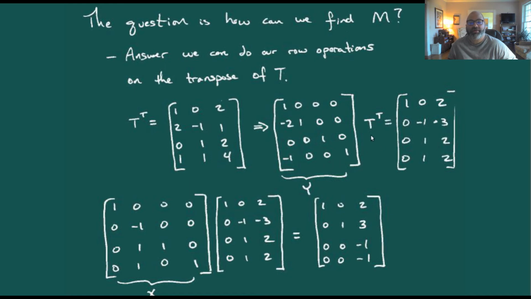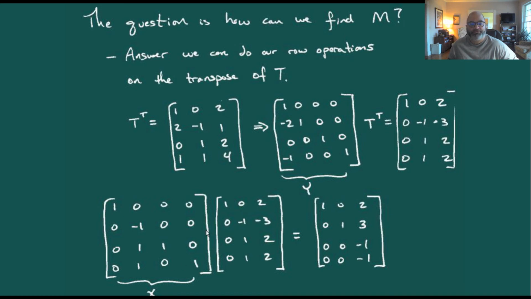So y times the transpose of this gives us 1, 0, 2, 0, -1, -3, 0, 1, 2, 0, 1, 2. Okay. Well, our next step would then be to change the sign on the second row. So we're leaving the first row alone, that's just 1, 0, 0, 0, 0. For the second row, we want to change the sign, so it's 0, -1, 0, 0. For the third row, we want to take the second row and add it to the third row, and take the second row and add it to the fourth row.